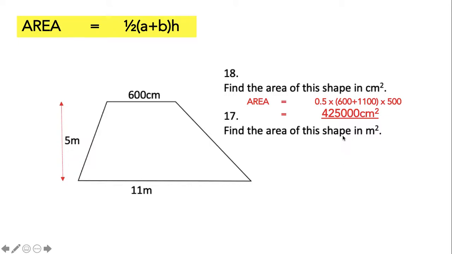Then the next bit, find the area, but in metres squared. So I'm just going to convert everything to metres. So 5 and 11 are already in metres. 600 centimetres is 6 metres. So it's just taking that same formula, and then the a, b, and h are 6 metres, 11 metres, and 5 metres. So that gives you 42.5 metres squared.